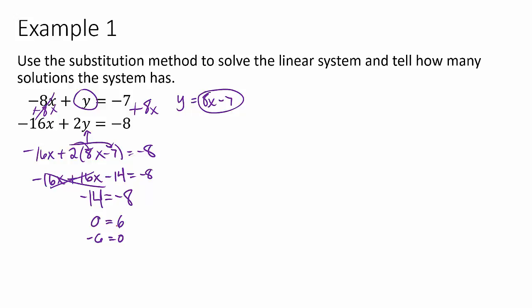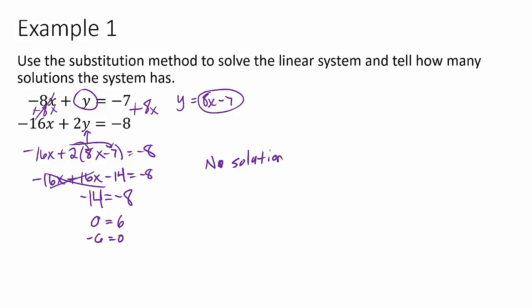What matters is that after our x's cancel, the numbers are not the same number. And so when they are not the same number, then our answer is no solution, because of the fact that those numbers don't match.